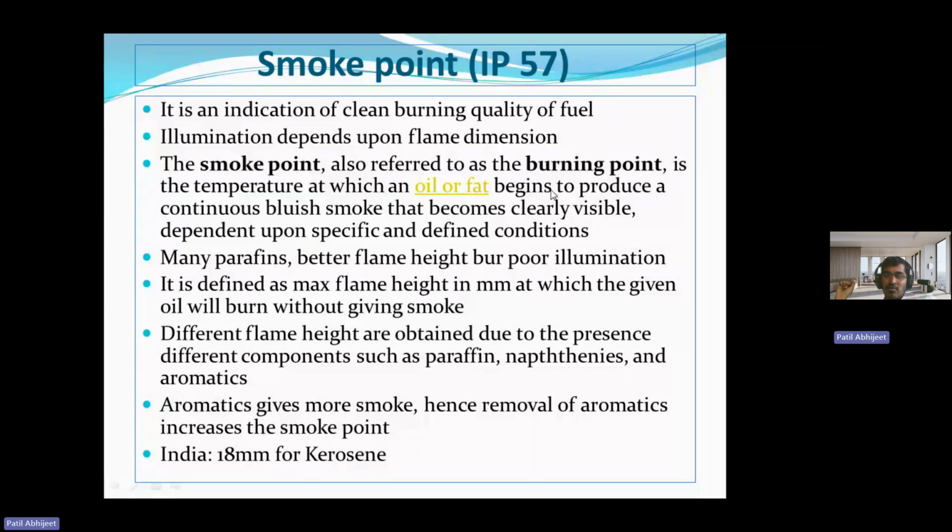The recommended value in India is about 18 mm in the case of kerosene. So that is regarding these considerations.